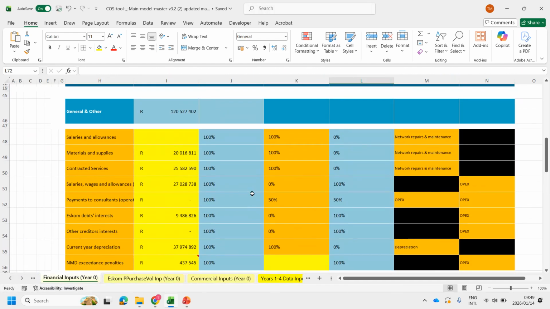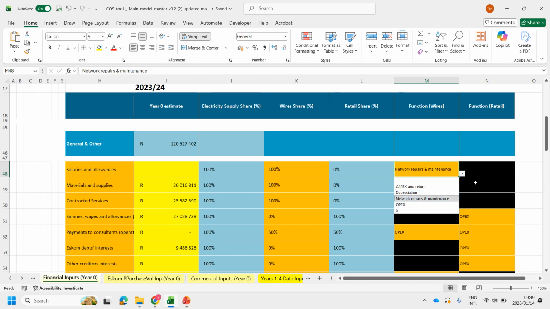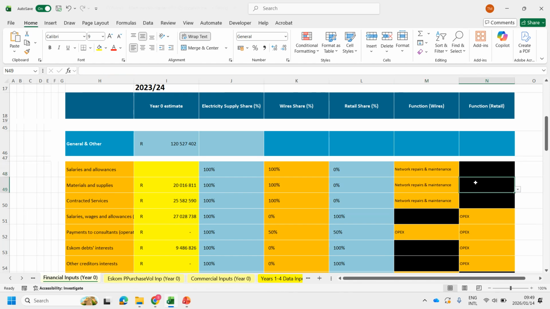So when you get to this sheet, you'll see column M and column N is where you are allocating a function name to each of the expenses that you're incurring. And when you click in one of the drop-down bars, you'll see that the model recognizes only 4 functions that you can use when you are allocating a function. So this will be capex and return, depreciation, network repairs and maintenance, as well as OPEX. So every expense that you're incurring must be allocated to one of the functions.